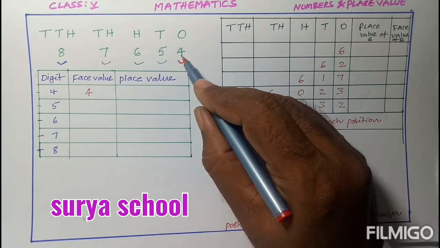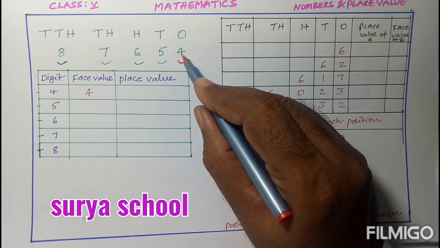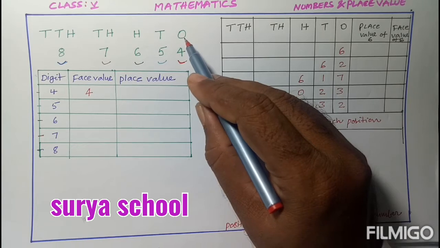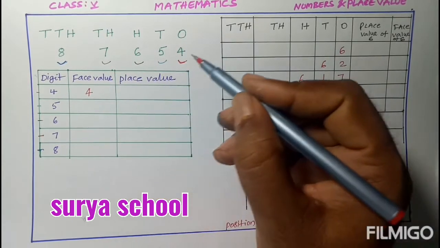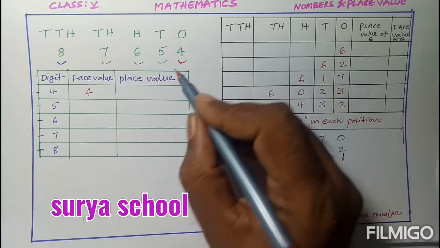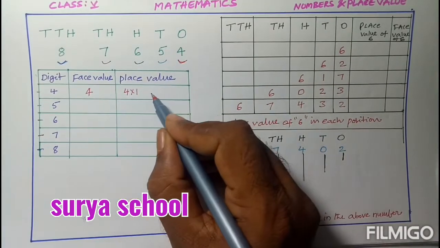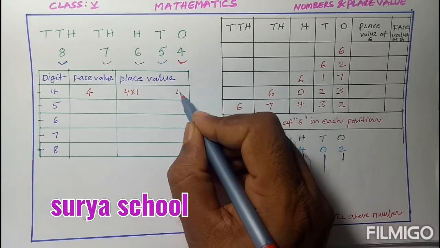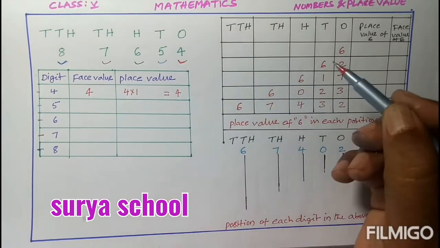Place value: what is the position of this 4? The position of this 4 is in ones place. We just have to multiply this 4 by 1. We will get how much? 4 only. Okay.